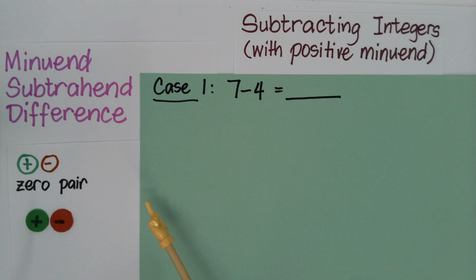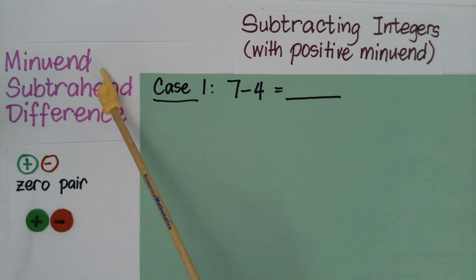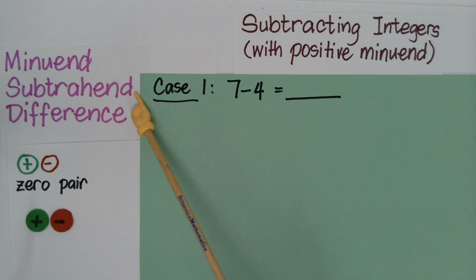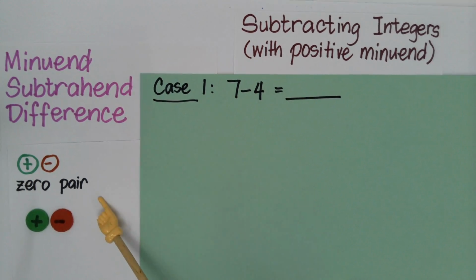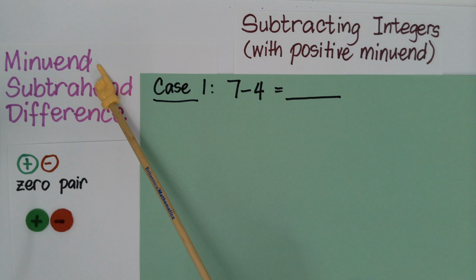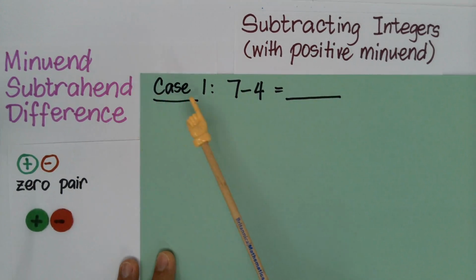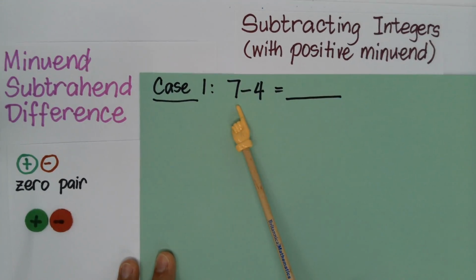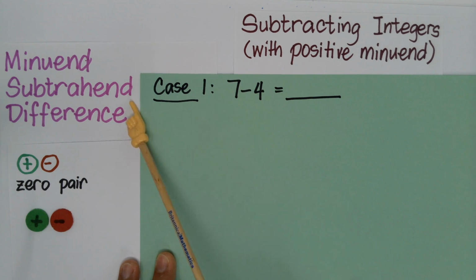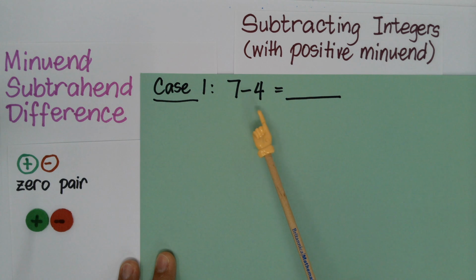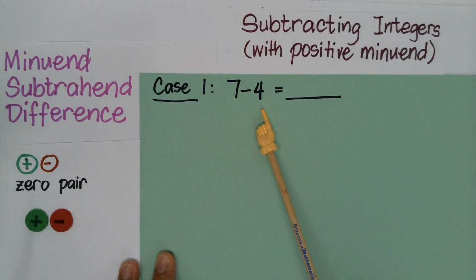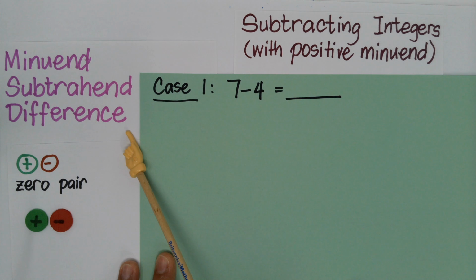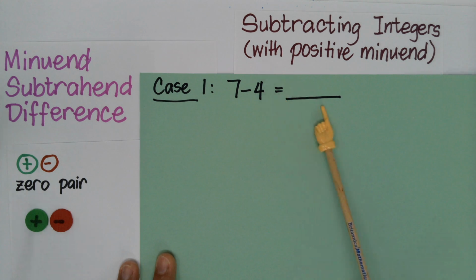Terms that we need to understand: I will be using the terms minuend, subtrahend, difference, and zero pair. Minuend is what we call the first number in a subtraction sentence, the number that we are subtracting from. The subtrahend is the second number, the number that we are going to subtract, and the difference is the result of the subtraction process.